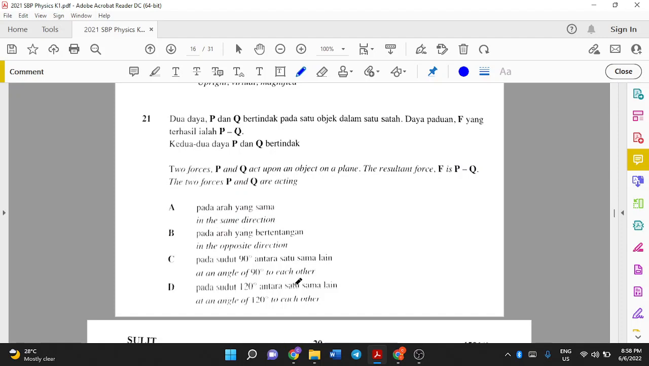So let's continue with our revision trial paper, SBP Physics Paper 1 2021. Two forces P and Q act upon an object on the plane. The resultant force F is P minus Q. The two forces P and Q are acting.